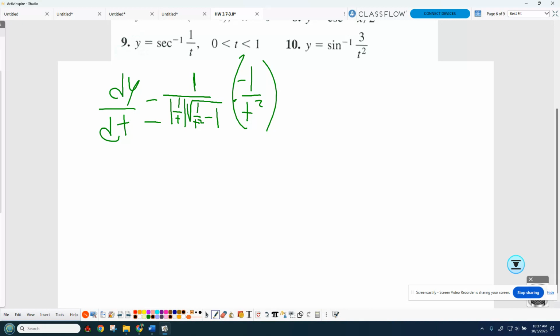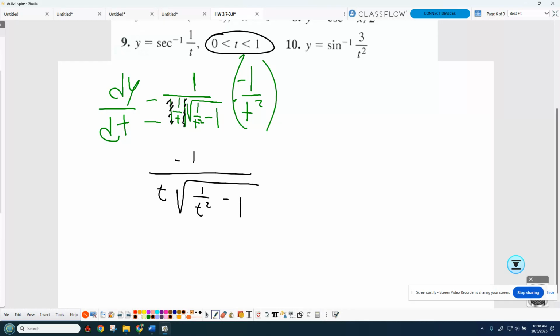And I claim that I don't need the absolute value bars. Why? Because you included the range from 0 to 1. Well, the book restricted the range. Okay, so this becomes -1/t squared times 1/t, and this is not the answer that's in the book.